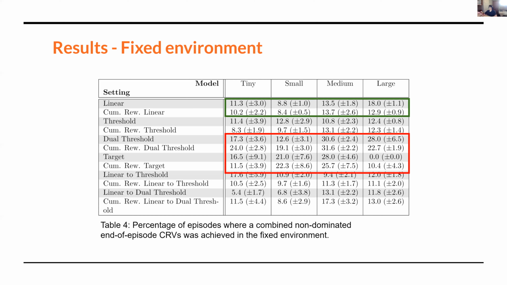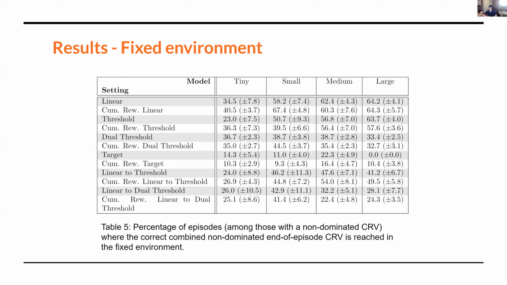The results get a bit lower when it comes to larger models, and this is due to the training issue I was talking about earlier, but they are outperforming linear agents. So they are using more of the combined non-dominated reward vectors than the linear agents. The next table shows instead how many times we get the correct one.